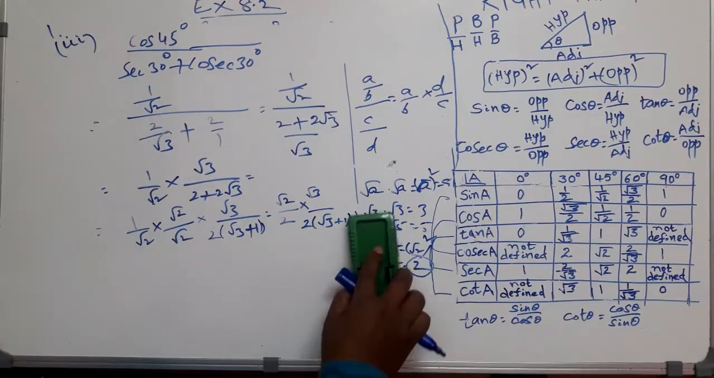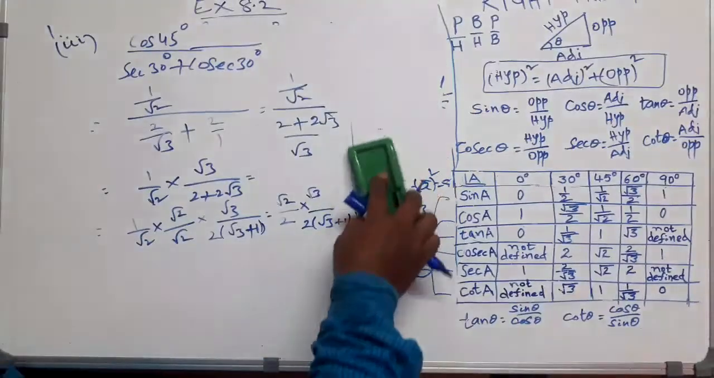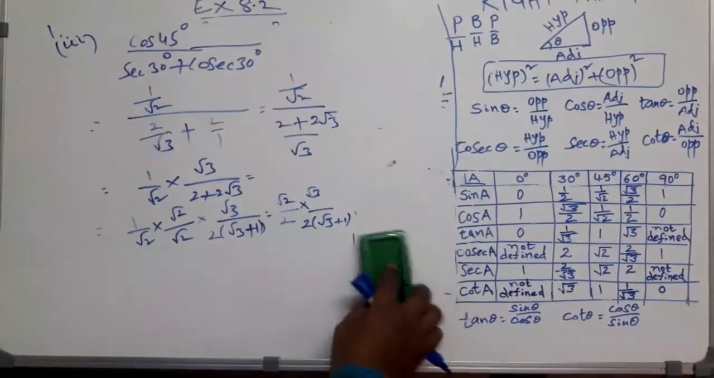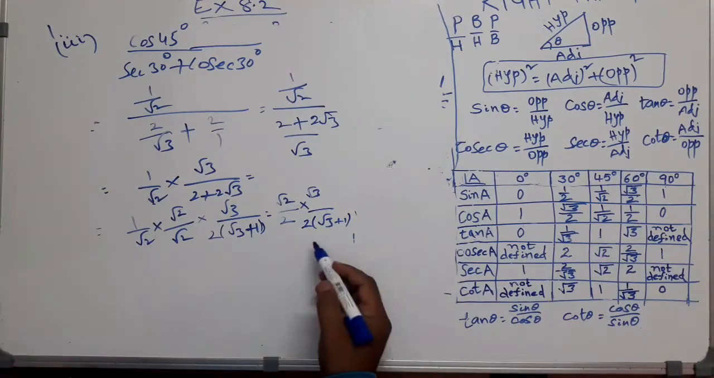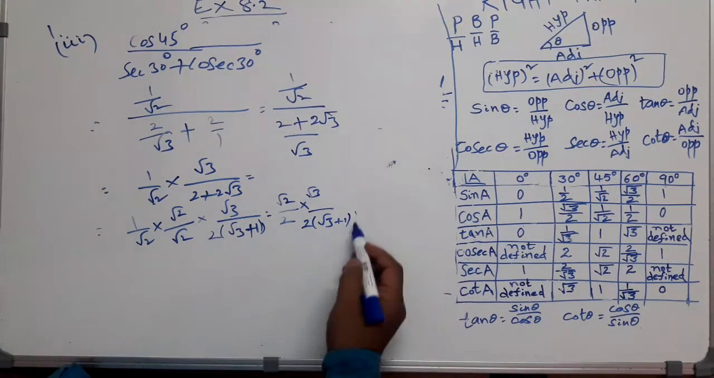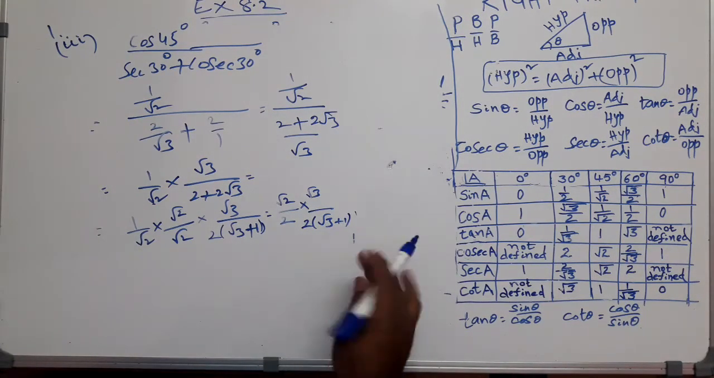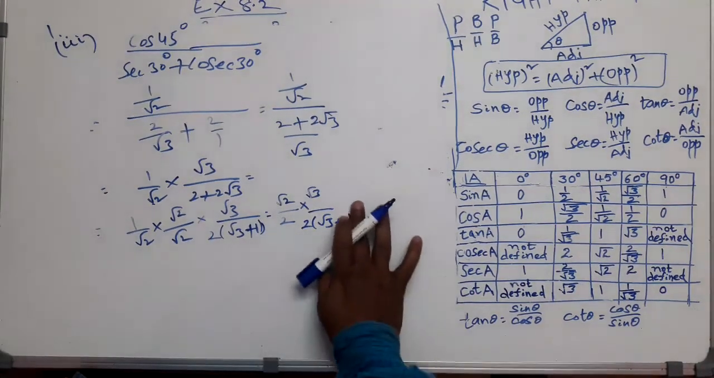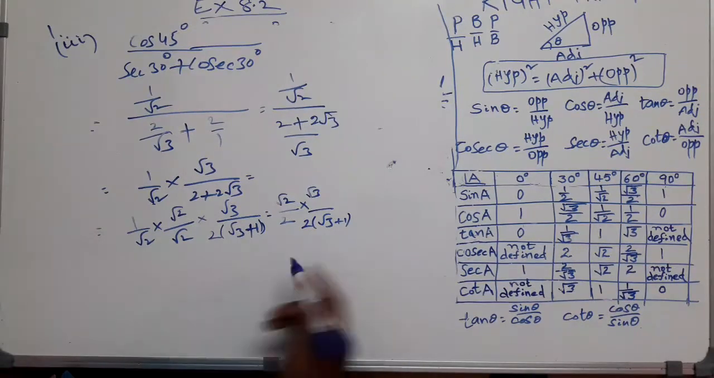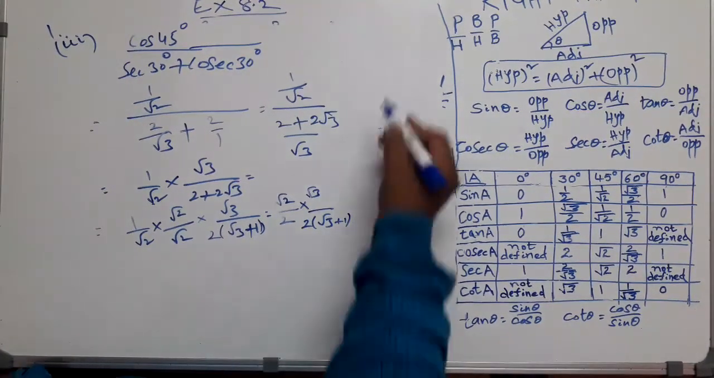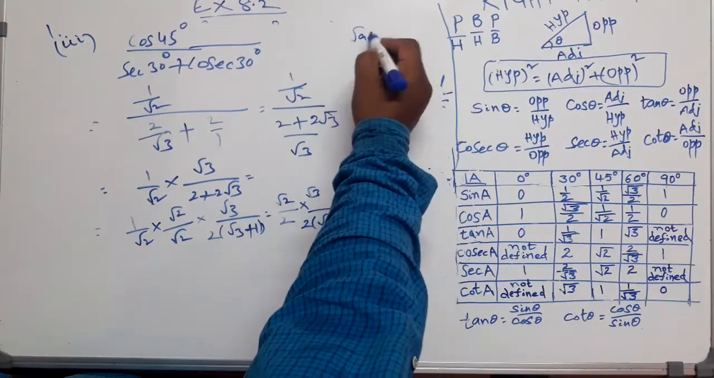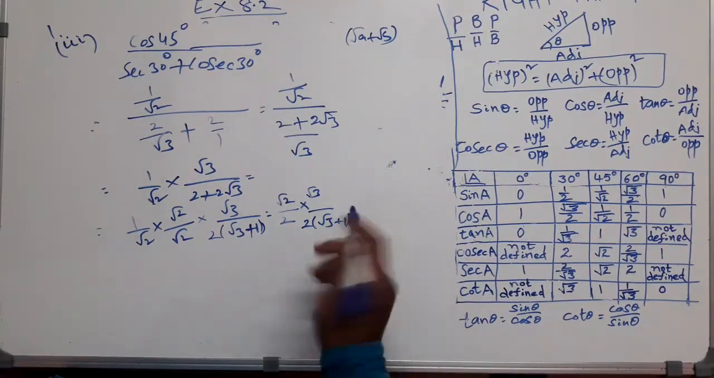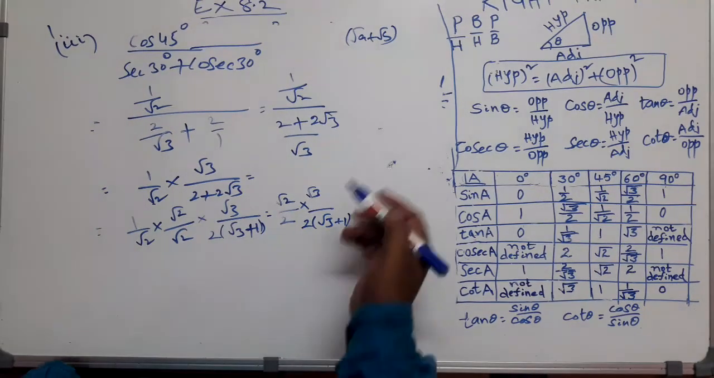What shall we do now to simplify further? Think. See this. Now this part is an irrational number. I want to see this part as a rational number, so I want to rationalize the denominator. That is, I want to rationalize this part. This is of the form root a plus root b, because I can see 1 as root 1 also.